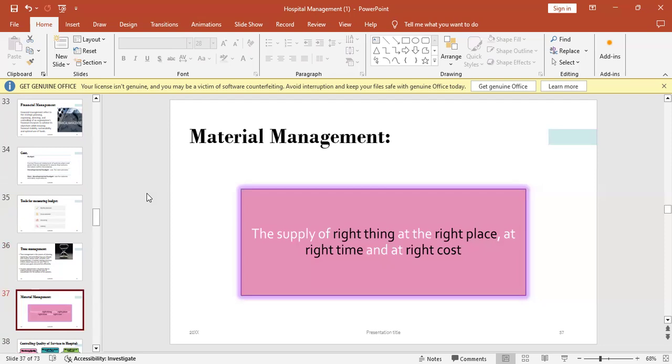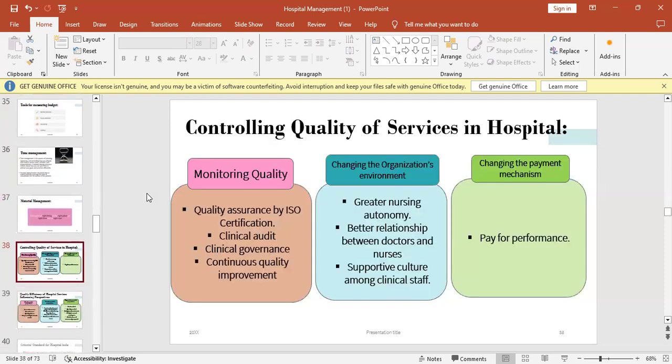Now, material management: the supply of the right thing at the right place at the right time and at the right cost. Controlling quality of services in the hospitals, that is the monitoring of quality. That is quality assurance by international organization of standards certification, clinical audit, clinical governance, continuous quality improvement, challenging the organization's environment, greater nursing autonomy, better relationship between doctors and nurses, and a supportive culture among clinical staff.